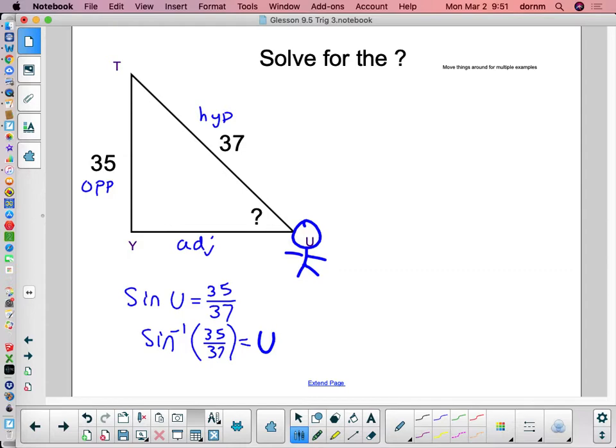Okay, and now I go to my calculator. Sine inverse of 35 divided by 37 tells me that angle is 71.1 degrees. Which means this would have to be 18.9 degrees, because they have to add up to 90. So it's like a 2-for-1 deal. Once you find one angle, you just very quickly get the second one. Does that make sense? Let's do another one.